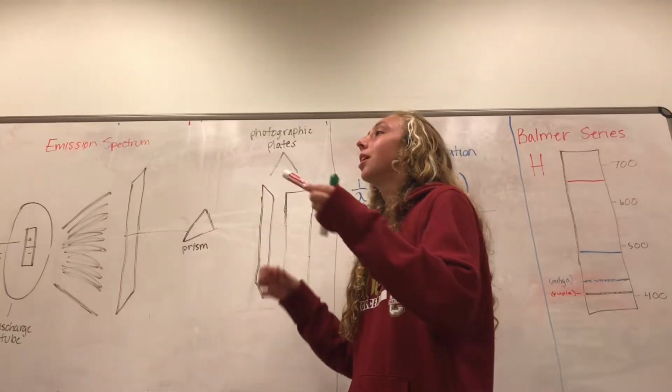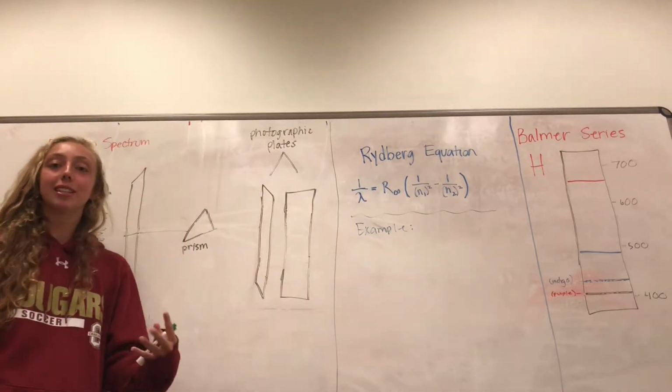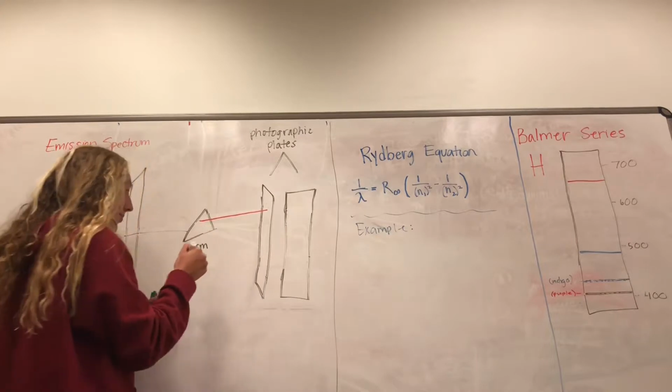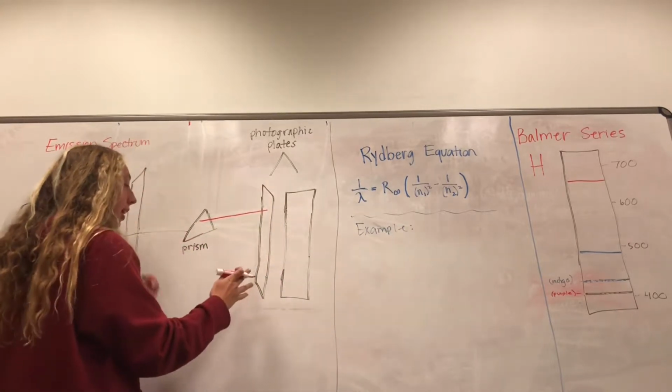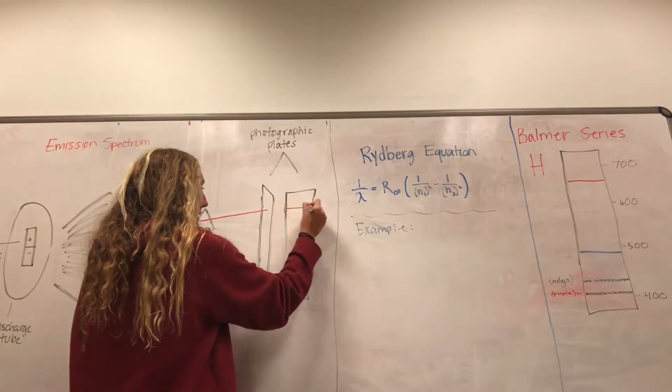The prism separates the light into its components, like this. And then when the light hits the photographic plates, it is shown as this.